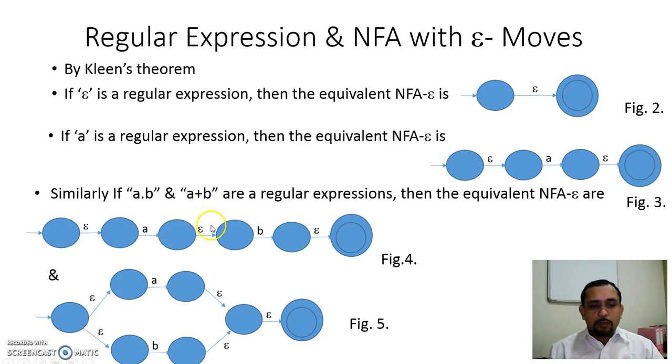And for A or B, the NFA with epsilon moves can be represented like this. Here one can very easily understand that from the initial state, in order to reach the final state, the machine needs to traverse the path either through this or through this. That means either A or B will be part of the resultant string, or the string which is accepted by this NFA.